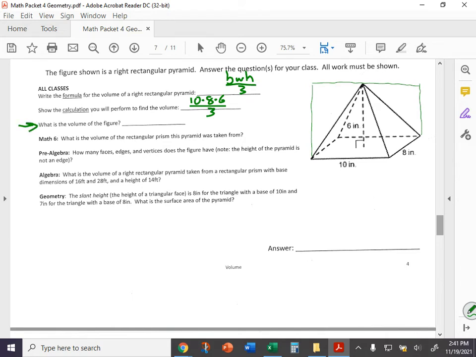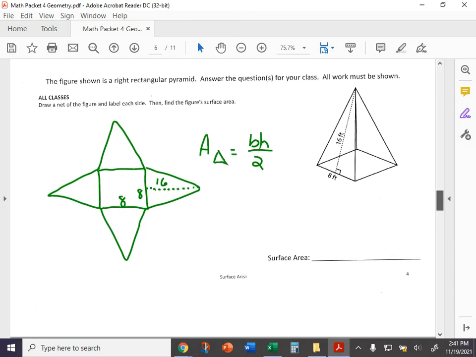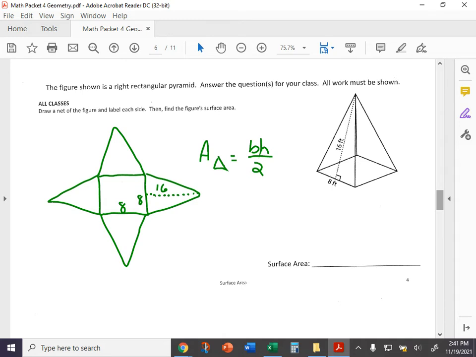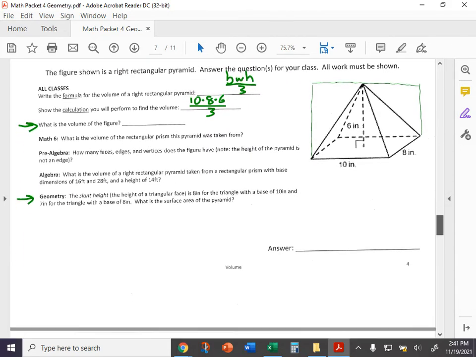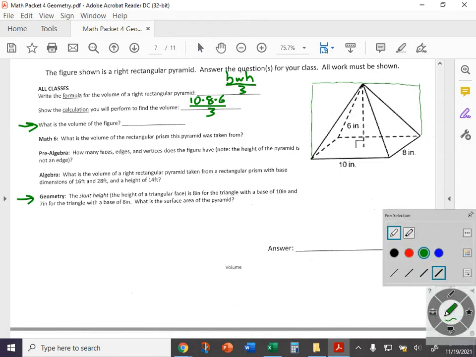Then your question, geometry, the slant height, which is this, not listed here, but the height of a triangular face. So on the last page, actually, when we dealt with surface area, we needed that slant height. That slant height is 16 feet. That's the height of one of the triangular faces. Whereas the height of a pyramid for volume, notice that 6 goes from the top of the pyramid down to the middle of that square base. It's not the slant height. It's not the actual height of one of the triangular surfaces.